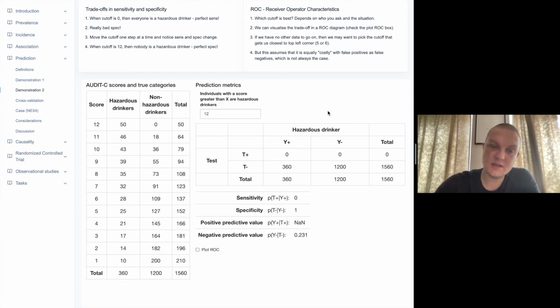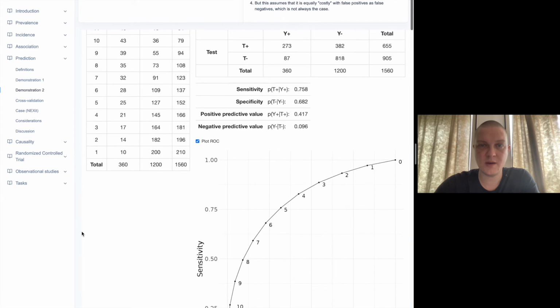So now the question is, well, what cutoff should we pick? I'm going to show you how to pick the cutoff which balances sensitivity and specificity. But in some cases, you might actually care more about sensitivity, or you might care more about specificity. However, this ROC diagram shows you the trade-off. So I'm going to click that box here, and we're going to get the ROC diagram.